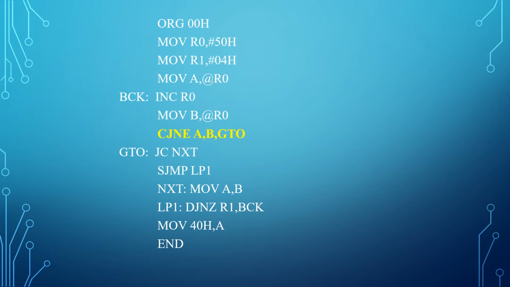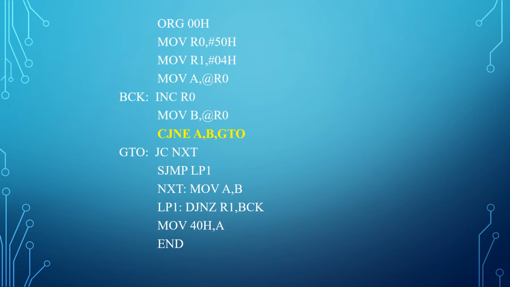Next, we proceed to compare the value in A versus B with the help of the CJNE instruction. CJNE A, B, GTO. So GTO is the label here. And in the following line, we are going to test for carry, JC NEXT. So if there is a carry, it means that A is the smaller number.